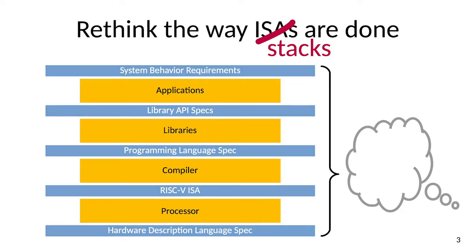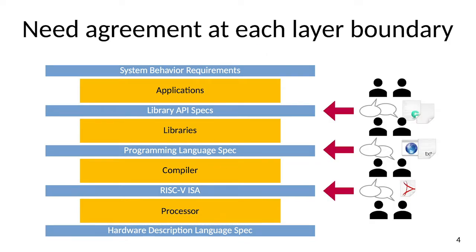Engineering is a social process. At each layer, we typically have a different team of engineers, and at each layer boundary, they have to agree with each other on an interface. Often, these agreements are written down in some interface specification documents, so let's have a look at a few examples.